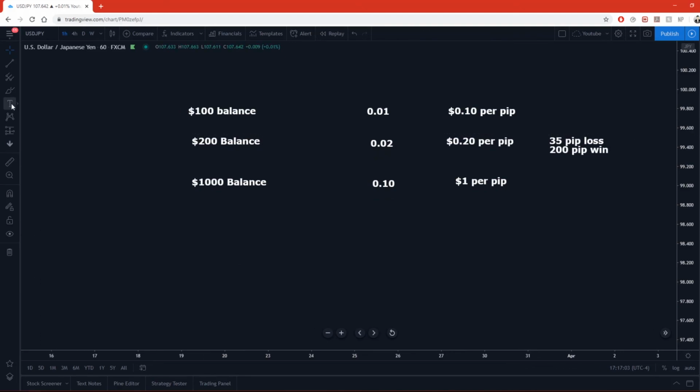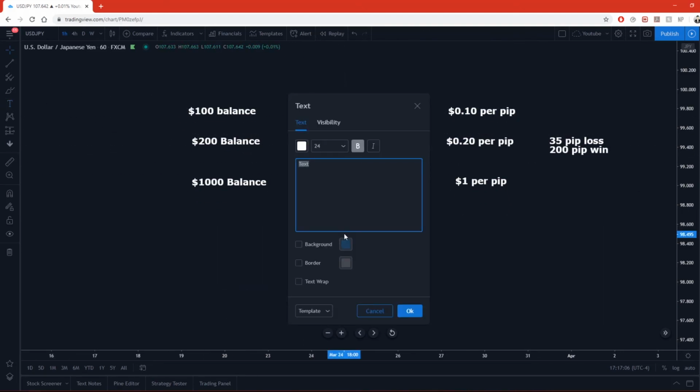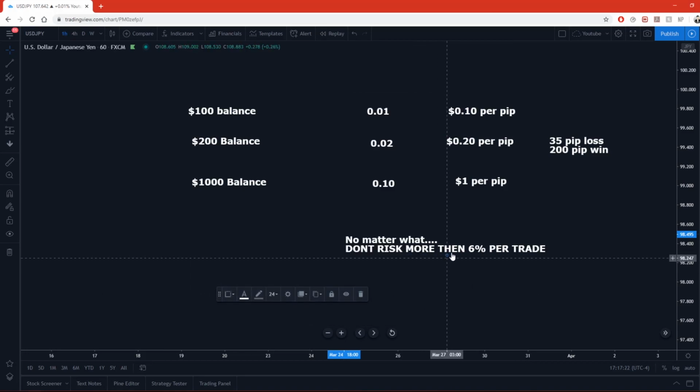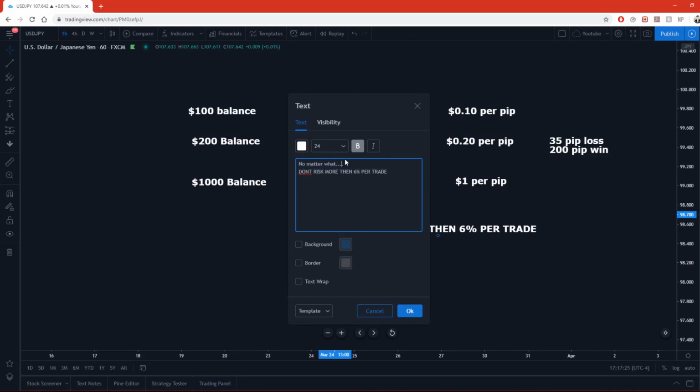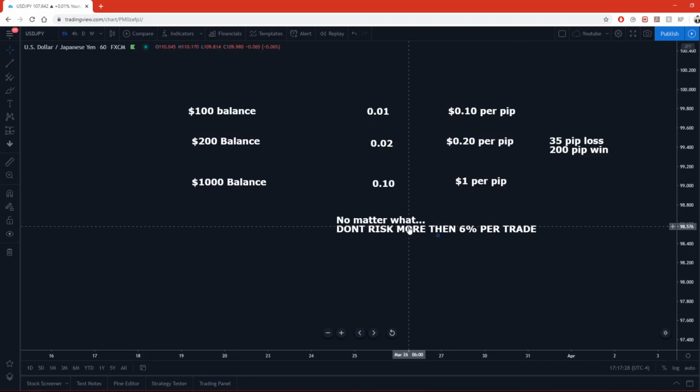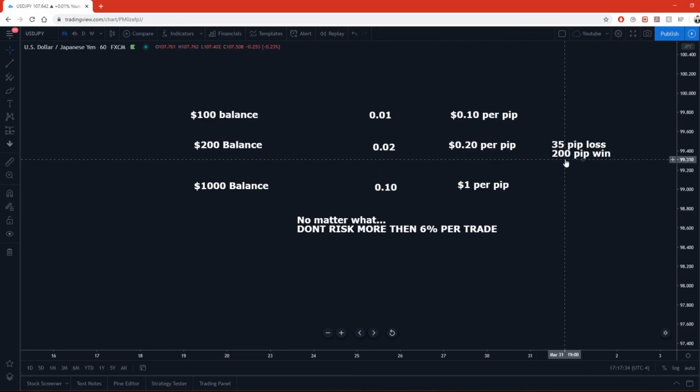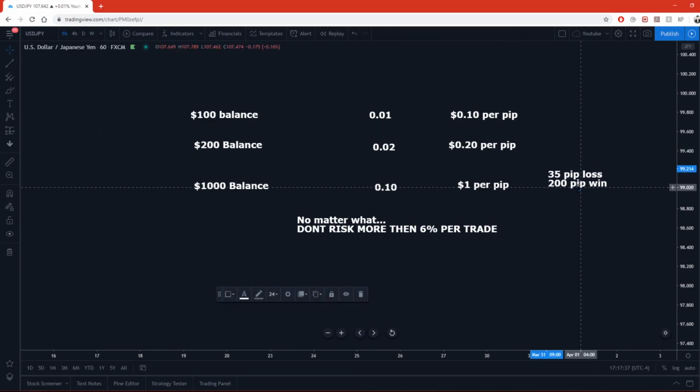And my rule of thumb for trading is no matter what, don't risk more than 6% per trade. I say 6 because I do a lot of 60 pip trades. And basically that's 6% of my account. And this way, no matter what, you're going to be profiting over 10% every single win and losing 6 or less percent every single loss. So this way you're going to be profitable every week. This is how I found to be profitable every single week.